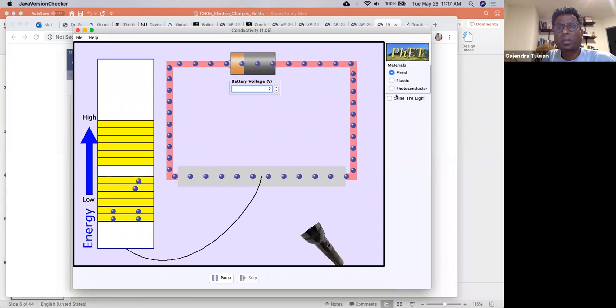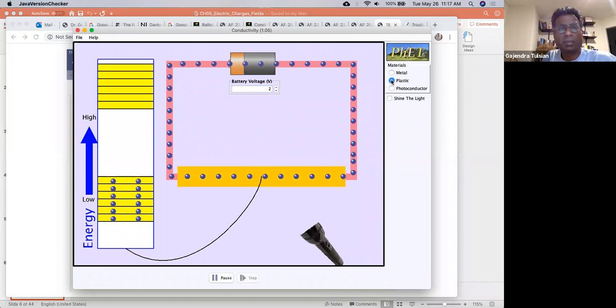Now let's look at what is the difference between a metal and a plastic. You see in a plastic, there are no empty levels. All the levels are full. And so the electrons cannot move. You have a voltage applied, and there's no electric current passing.